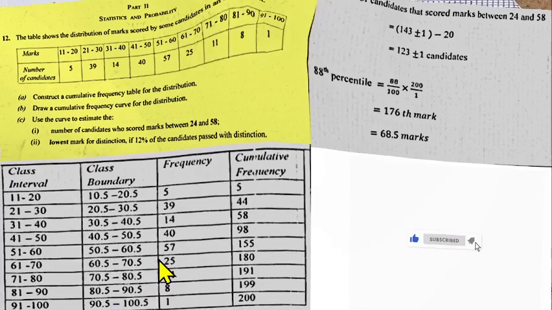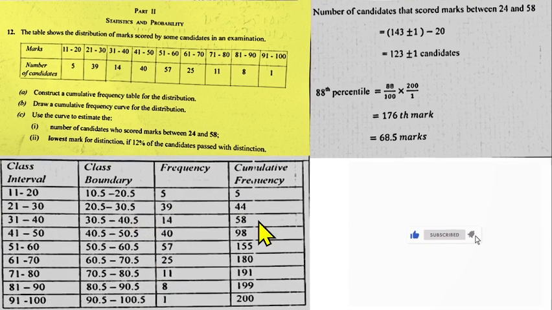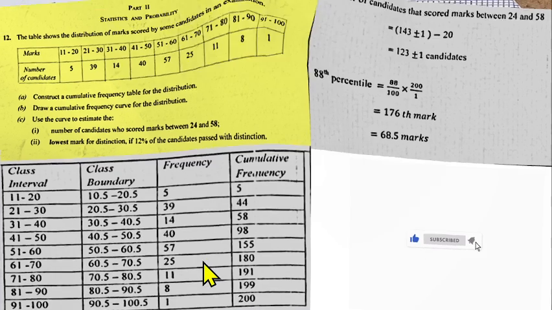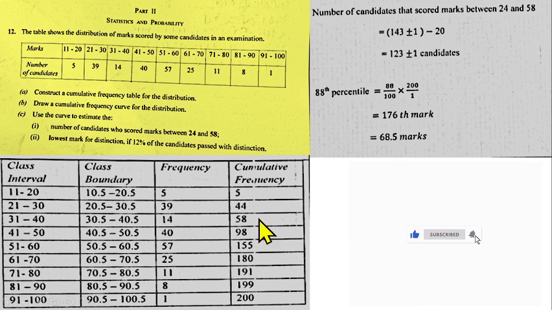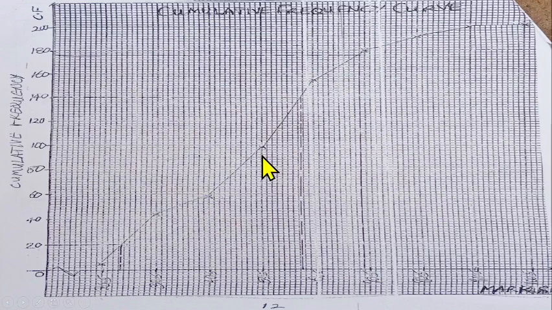Then the next one, if you go back, when it is 44, the upper class boundary is 30.5. So 44 is right here. Then let's go back again. When cumulative frequency is 58, then the upper class boundary is 40.5. If you plot that against that, you have the point here, and if you plot the remaining ones, you have this kind of plotting, which you can join together from here to this one to give us the cumulative frequency curve, which is the whole graph you have to draw.